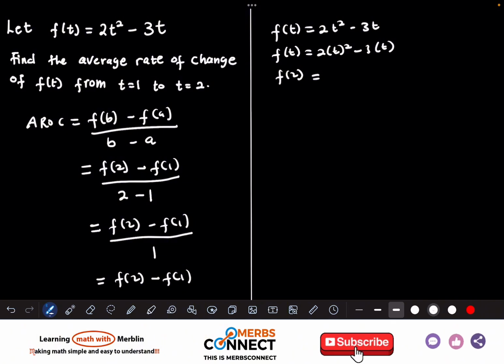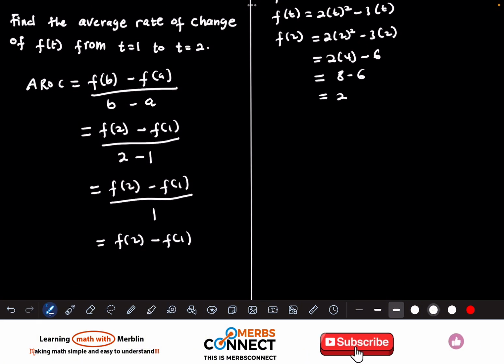So we are going to have 2 squared minus 3 times 2. We can see that the one in the bracket here, the same thing here, the same thing here, this is t, t, t, right? So now let's do the expansion. We are going to have 2 squared is 4, so 8 minus 6, and we are going to have 2.